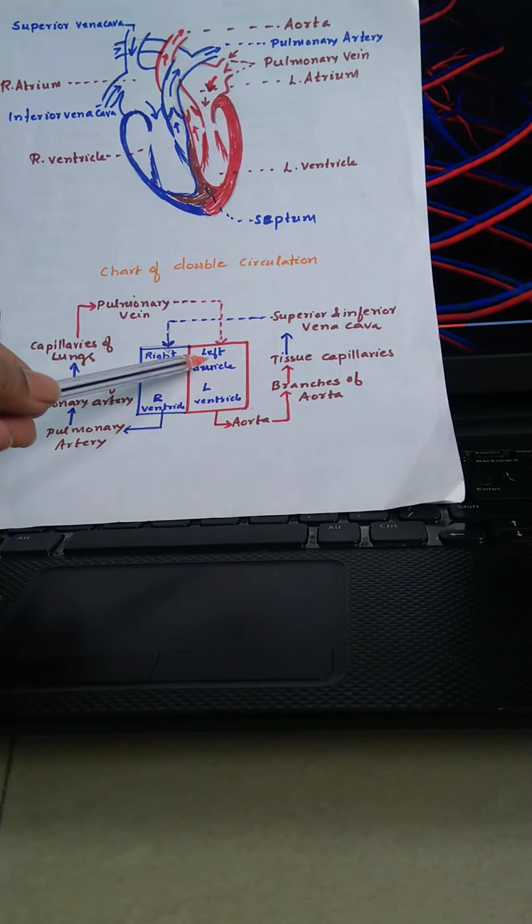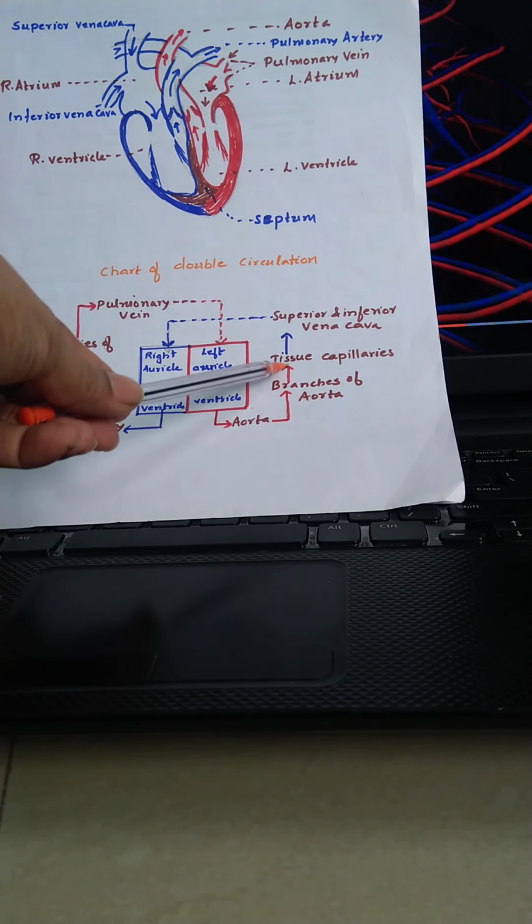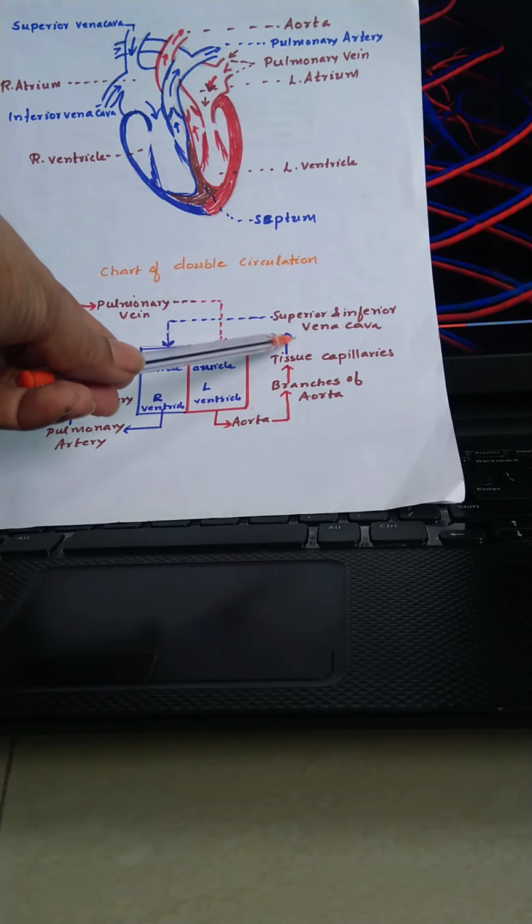We will just see this. From the right ventricle through the pulmonary artery and its branches, the blood goes to the capillaries of the lungs. After the purification, it will come back to the left auricle through the pulmonary vein. Then when the left ventricle contracts, the aorta and its branches carry the pure blood to the body parts. Then from tissue capillaries, the superior and inferior vena cava collect the blood and bring it back to the right auricle. So that is double circulation.